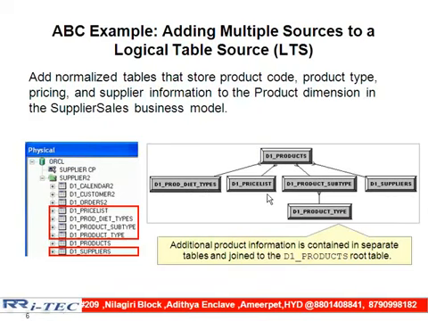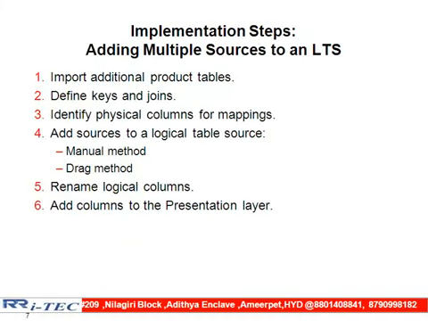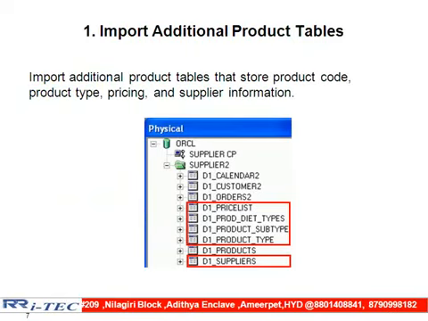Die type table next, price list table next, product subtype table next, suppliers table next, products type table. As part of this one, these are the steps. First, we need to understand what additional products tables you require to import. So I identified these are the 5 tables I required.